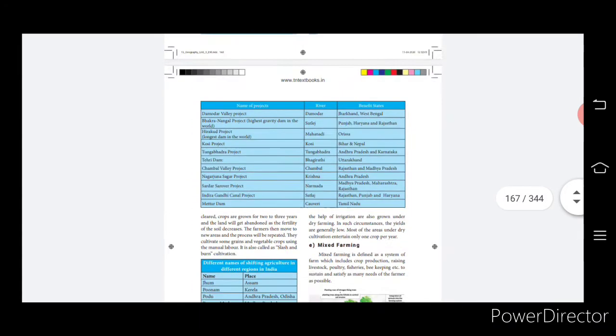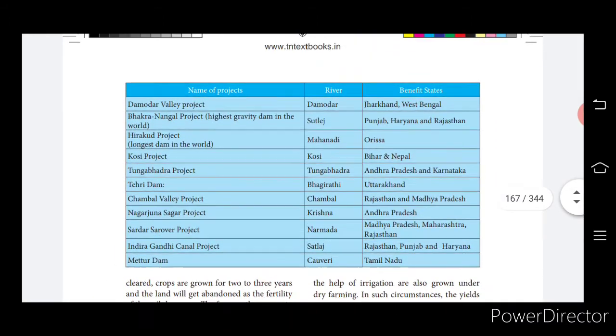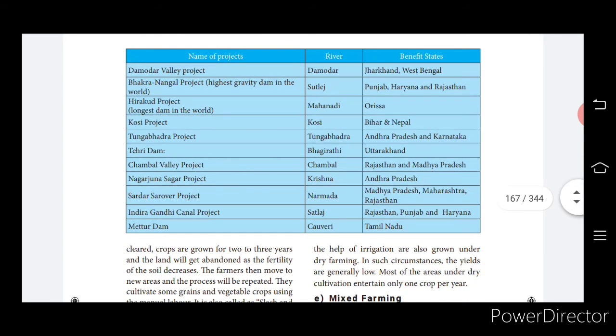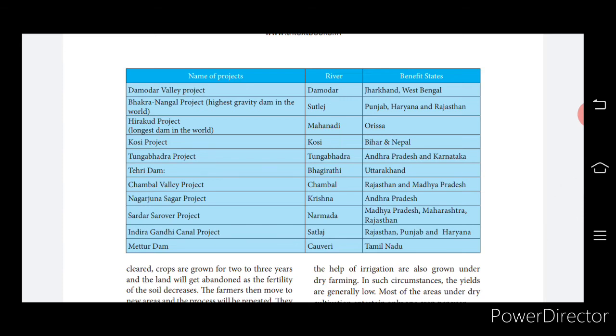Okay, now these are the names of projects you can go through. I'll just tell you two. Damodar Valley project is on the Damodar river. The benefit states are Jharkhand and West Bengal. The other project is the Bhakra Nangal project, the highest gravity dam in the world. The river Sutlej is flowing there, and the benefit states are Punjab, Haryana and Rajasthan. And the Hirakud project is a very important name among these projects.